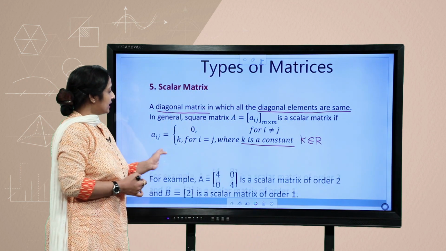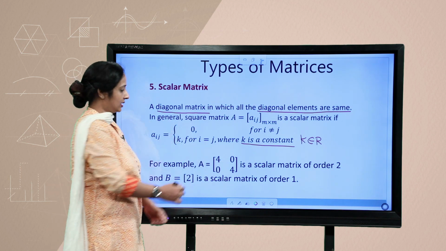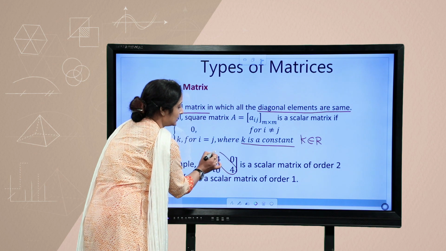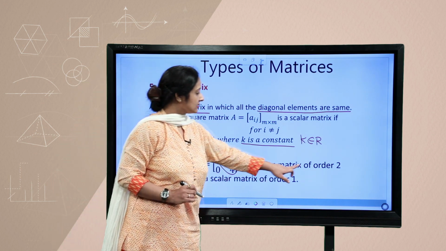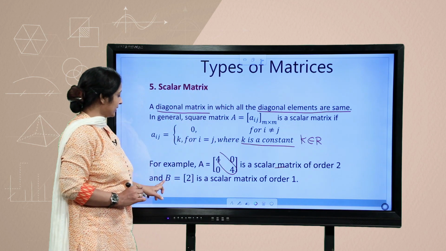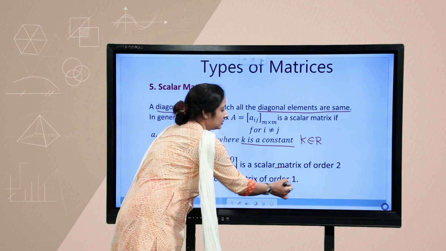For example, if I take matrix A to be 4, 0, 0, 4, these diagonal elements are the same, 4 and 4. So this is a scalar matrix of order 2, whereas B is a scalar matrix of order 1.